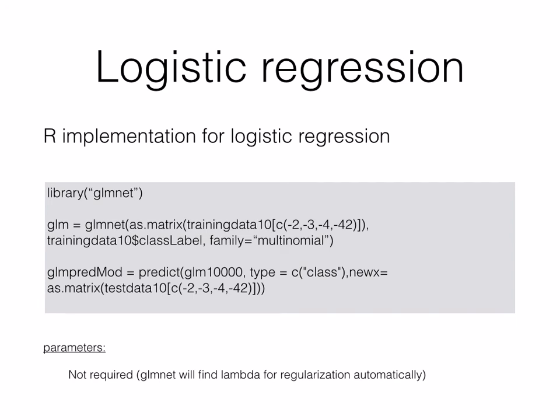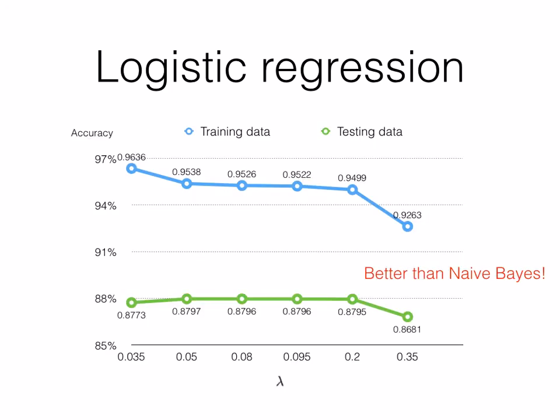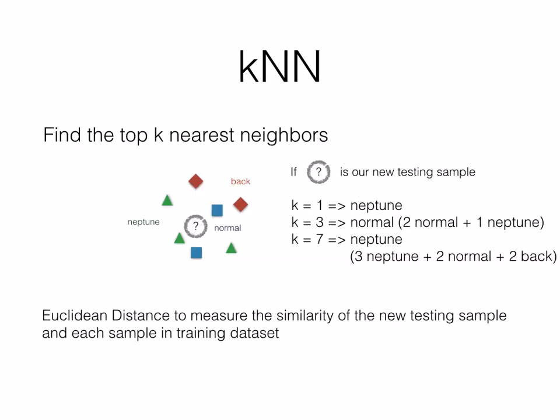One of the packages I use is GLMNET. I tried a lot of different logistic regression packages, but I found this one is much more useful because it doesn't require you to put in any parameter, as it will help you find the lambda automatically. And okay, so that's the result of the logistic regression. As you can see, the absolute value of the accuracy is better than Naive Bayes. And you can see we cannot have a lambda that is too large, as it will decrease the accuracy.